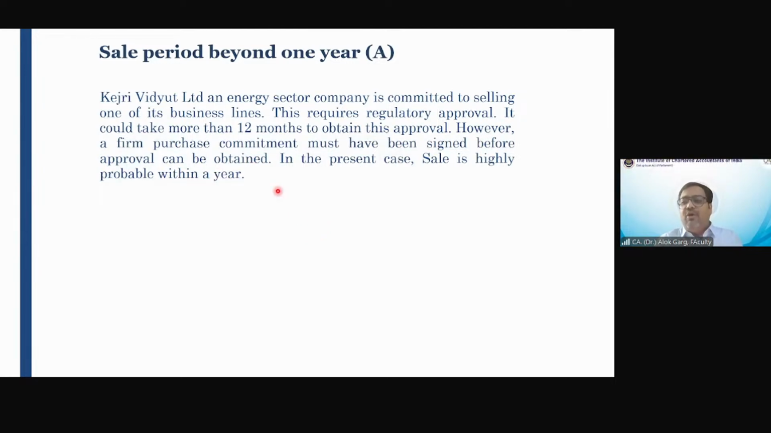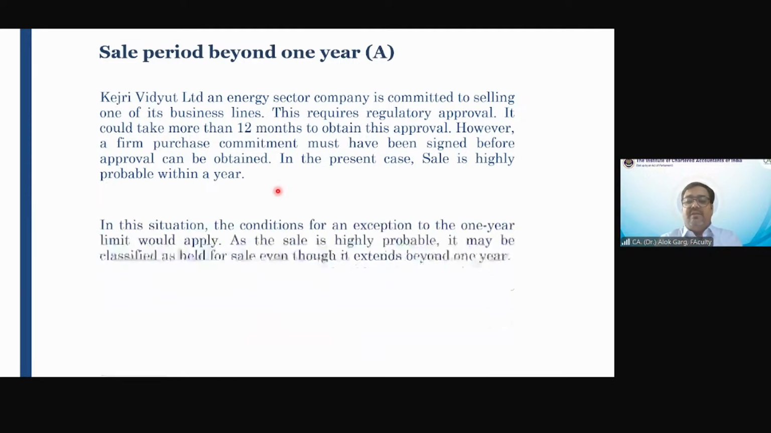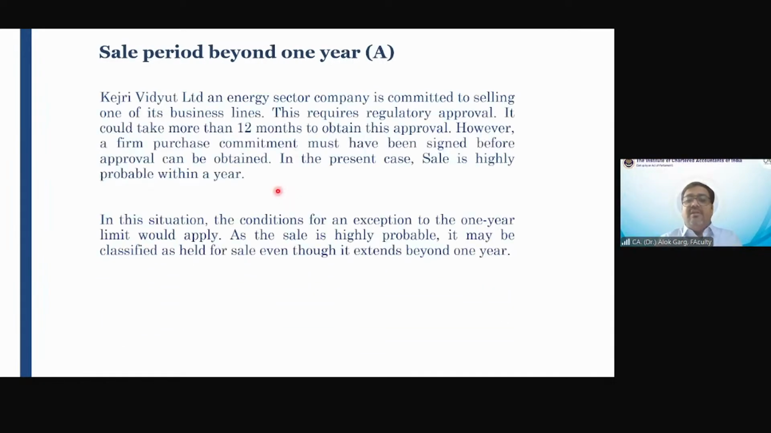Even though it will go beyond 1 year, the regulatory approval may take some time and it will go beyond 1 year. Still, it will be classified as held for sale. Okay. In this situation, the condition for an exception to the 1 year limit would apply. As the sale is highly probable, it may be classified as held for sale, even though it extends beyond 1 year. Okay. Is that right? Is that clear?